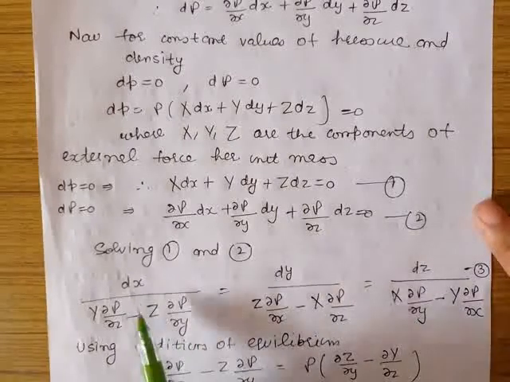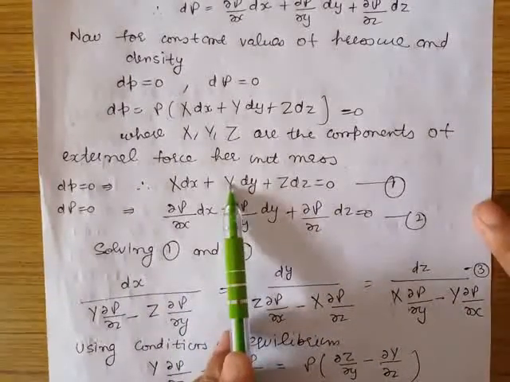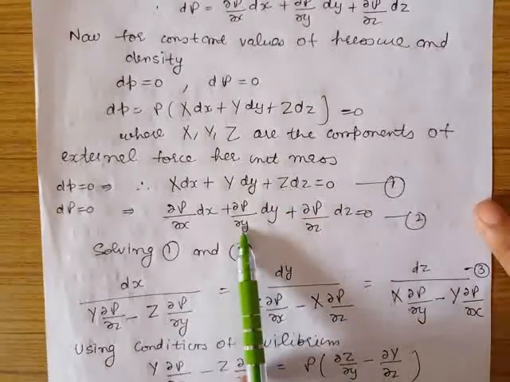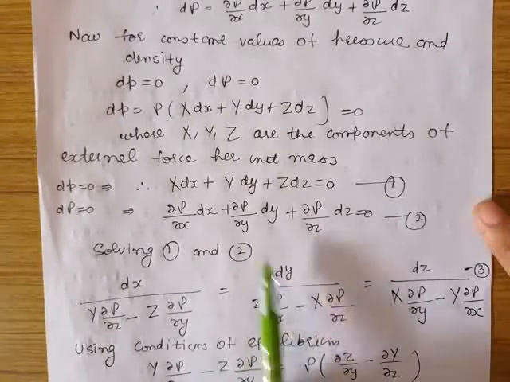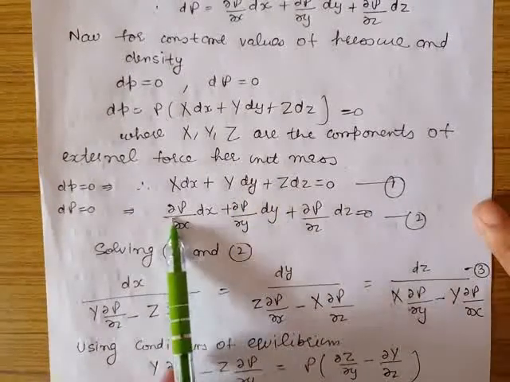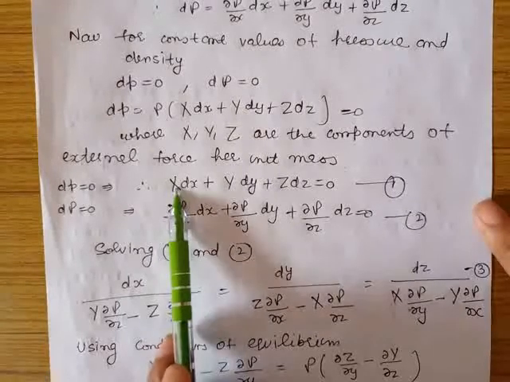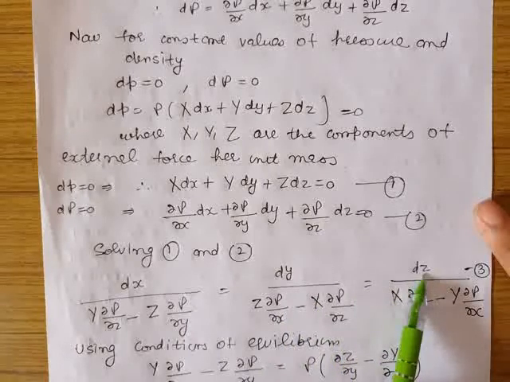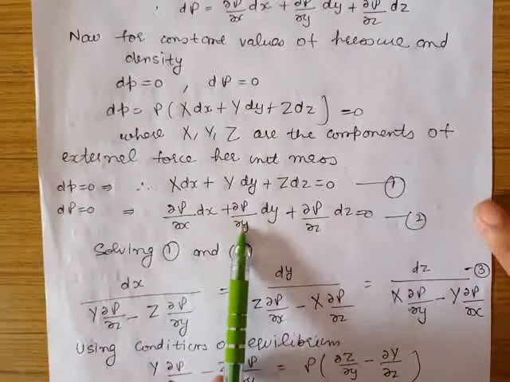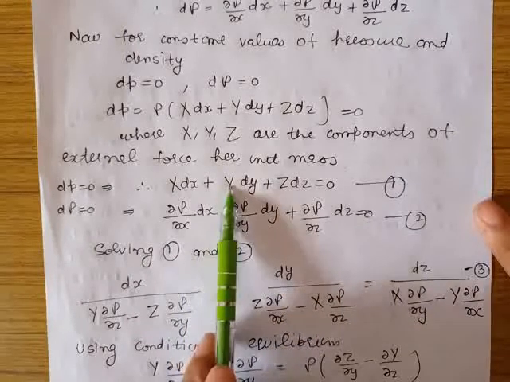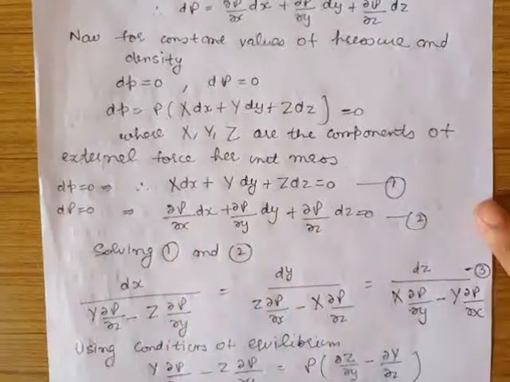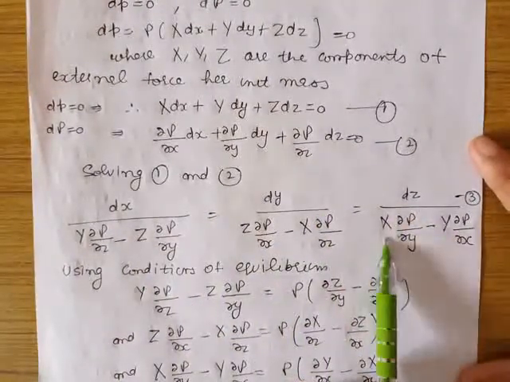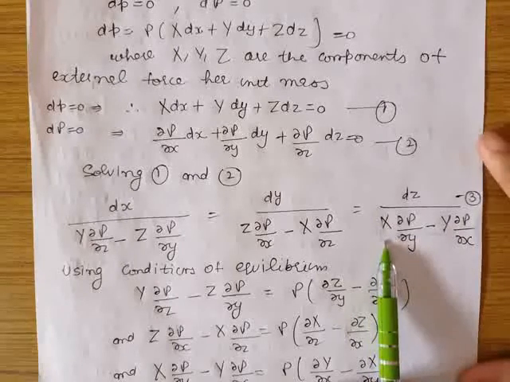So we get dx / (Y ∂ρ/∂z − Z ∂ρ/∂y) = dy / (Z ∂ρ/∂x − X ∂ρ/∂z) = dz / (X ∂ρ/∂y − Y ∂ρ/∂x). Now, the values of these three expressions can be obtained from the conditions of equilibrium.